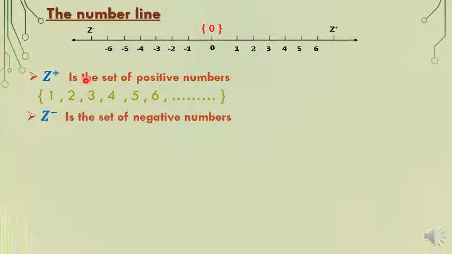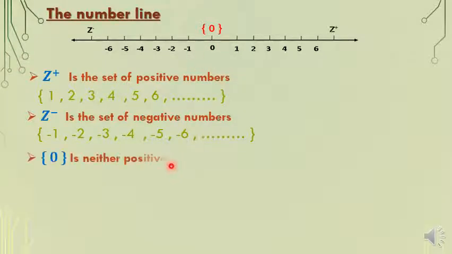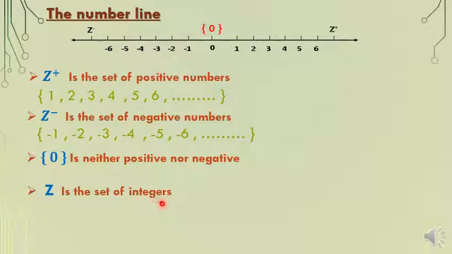Z negative. Z negative is the set of negative numbers: negative 1, negative 2, negative 3, negative 4, negative 5, and so on. What about 0? 0 is neither positive nor negative. Z. What about Z? Z is the set of integers. What is the set of integers? The set of integers is Z positive union set of 0 union Z negative.